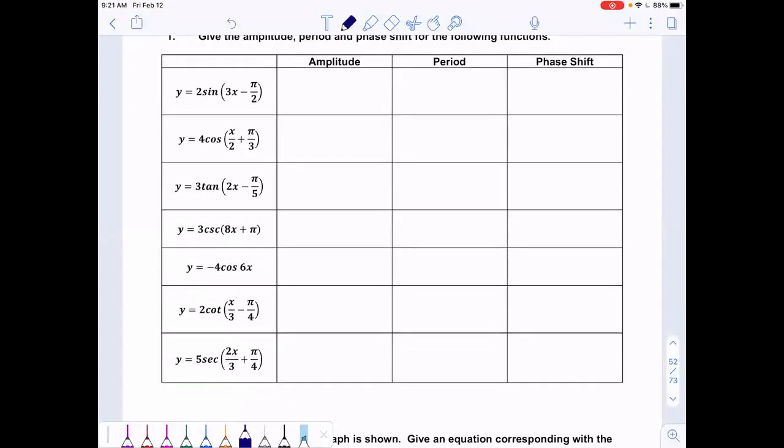there is a chart. You're not graphing any of these functions. You're just filling in the chart. And notice that there's sine functions, cosine functions, tangent, secant, cosecant, cotangent. All the functions are listed here. When you're looking at the amplitude, which two functions have an amplitude? Grant? Do any other functions have amplitudes?